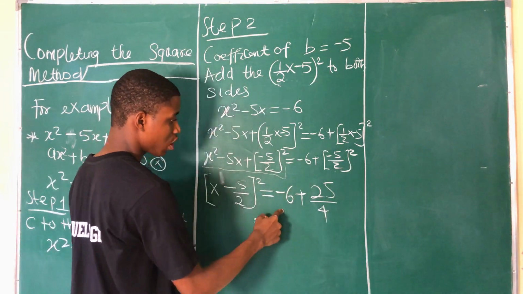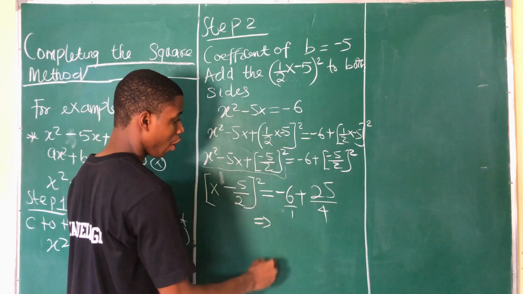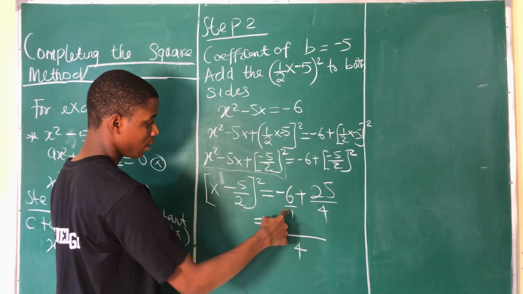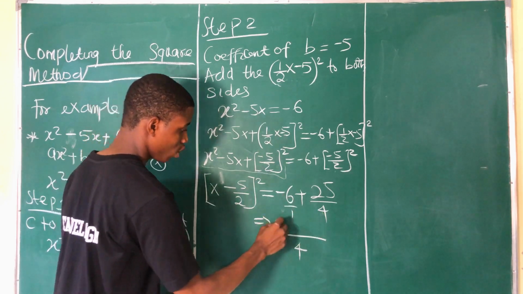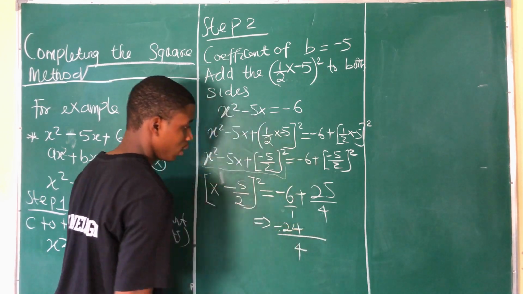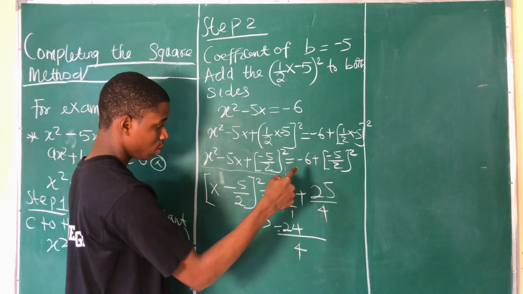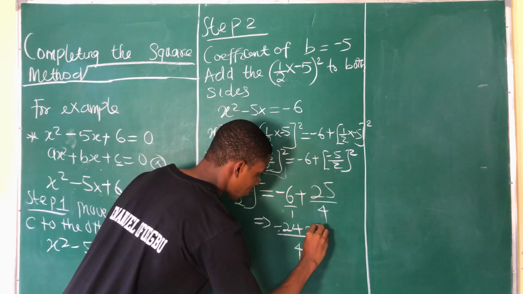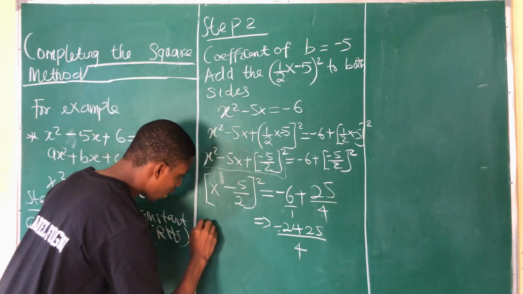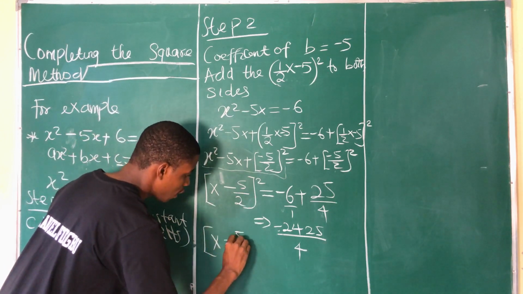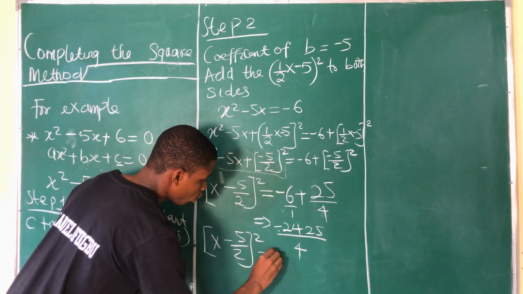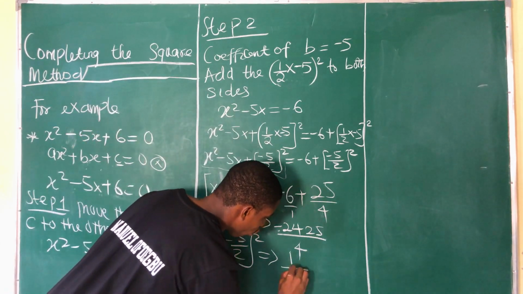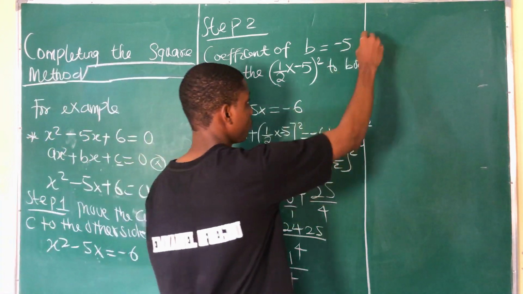Now to take LCM here. So we have taking the LCM between of course 4 and 1. We have 4. 4 divided by 4 multiplied by negative 6 divided by 1 gives us negative 24. Then of course 4 divided by 4 multiplied by 25 gives us 25. Of course, then we have that (x - 5/2) all square is equal to what? Negative 24 plus 25 gives us what? 1 over 4.